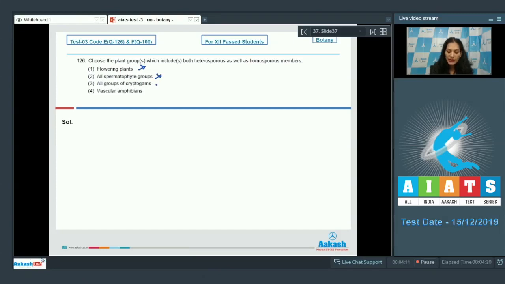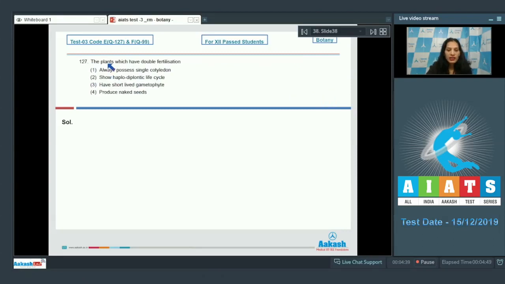All group of cryptogams. Cryptogams include bryophytes, algae as well as pteridophytes. Bryophytes and algae, they produce only homospores. Fourth, vascular amphibians. Pteridophytes are called vascular cryptogams and it is the only plant group which produces both homospores as well as heterospores. So the correct option for the given question is option number 4. Let's move to the next question.